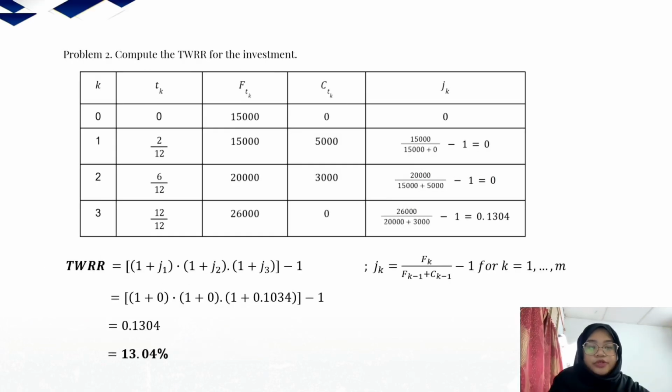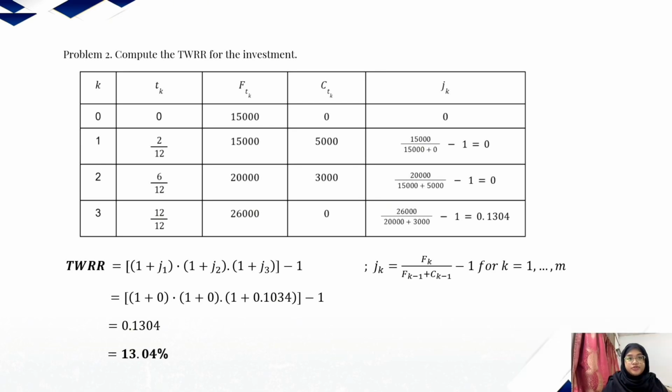Okay, now problem 2. To compute the TWRR, we refer to the table shown. The table summarizes the investment performance at different time periods throughout 2024. The first column K represents the period index. The second column TK shows time in years from the start date. FTK is the portfolio balance or value at the end of each period. Between K equals 0 and K equals 2, since it has not started, we assume there is no change in the balance, so it remains at 15k and then 20k before the next deduction. And by the final period, K equals 3, the balance increases from 23k to 26k due to the revenue, showing the return on investment.